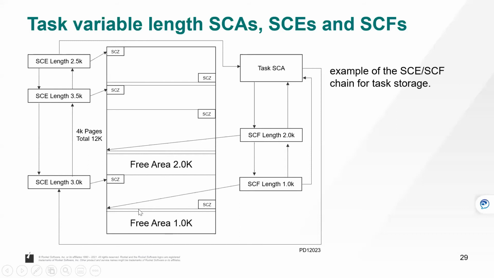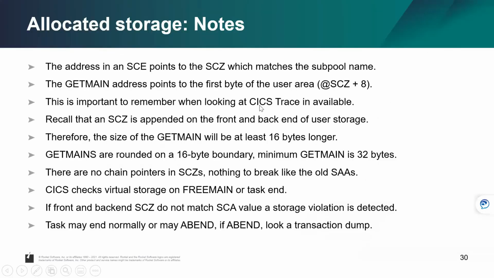Now, what happens is CICS will only keep one SCF if the storage you've allocated is all contiguous. The only time it needs more than one SCF is if you suddenly allocate and free a chunk in the middle of an area. So it'll have to keep two SCFs to manage that storage. Otherwise, in general, you only see one of these. So SCEs are in push down stack or most recent to oldest order, and SCFs are in virtual ascending storage order, right? We're going to see why that's important in just a second.